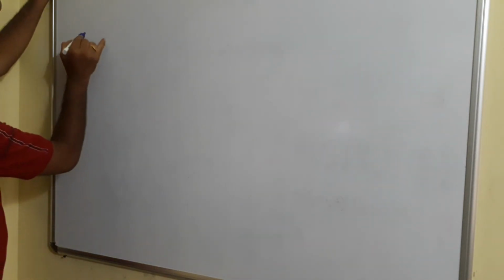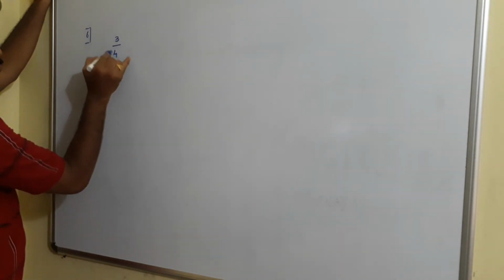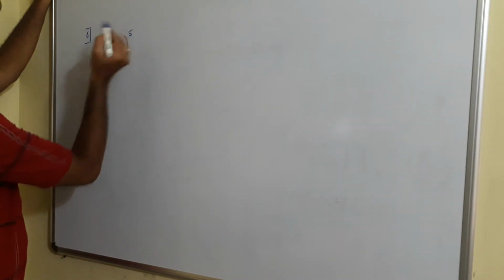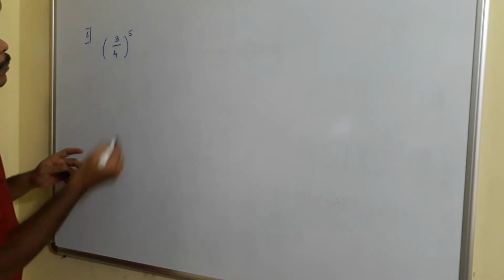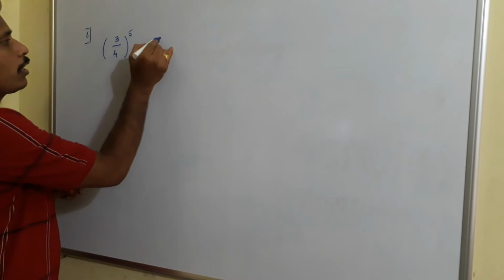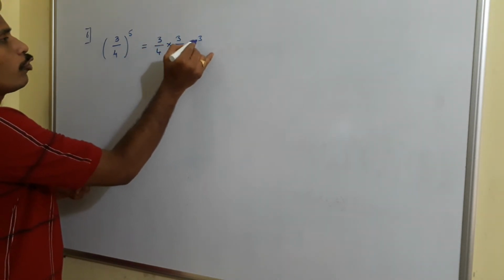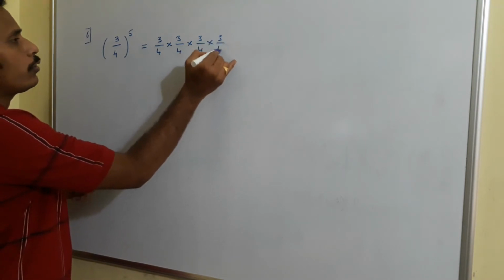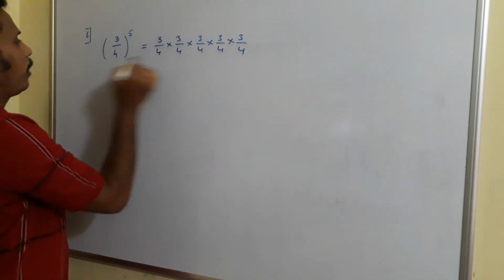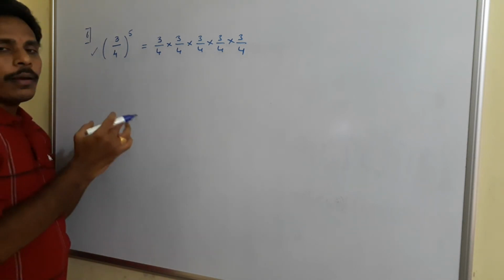Next law of exponent, sixth one, you just have a look. Suppose you have something like 3 by 4 to the power 5, how can we write? 3 by 4 to the power 5. Here 3 by 4 is the base and 5 is the power. So we will write it like this: 3 by 4 into 3 by 4 into 3 by 4 into 3 by 4 into 3 by 4. We need to multiply 3 by 4 for 5 times.